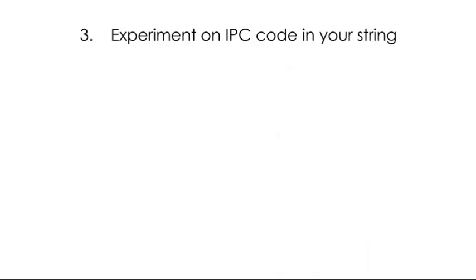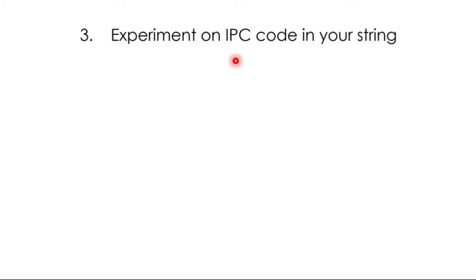Now let's talk about experimenting on IPC code in your string. There may be a long talk about the IPC, but here I'm going to give you a simple technique on how to leverage on IPC. The IPC, or the International Patent Classification, is a classification system used in classifying patent documents concerning their respective technical field. The Cooperative Patent Classification is an extension of the IPC and is jointly managed by the European Patent Office and the US Patent and Trademark Office.